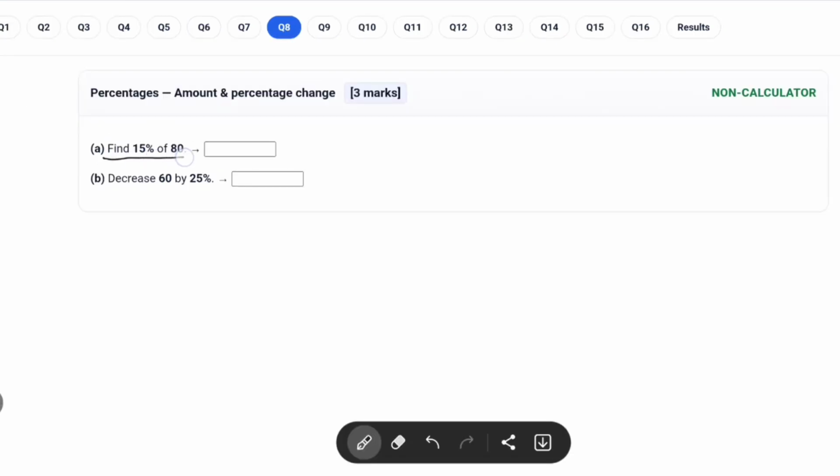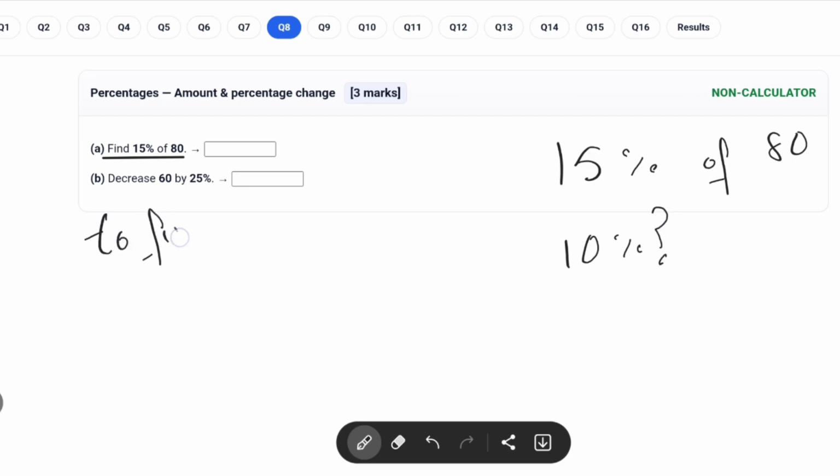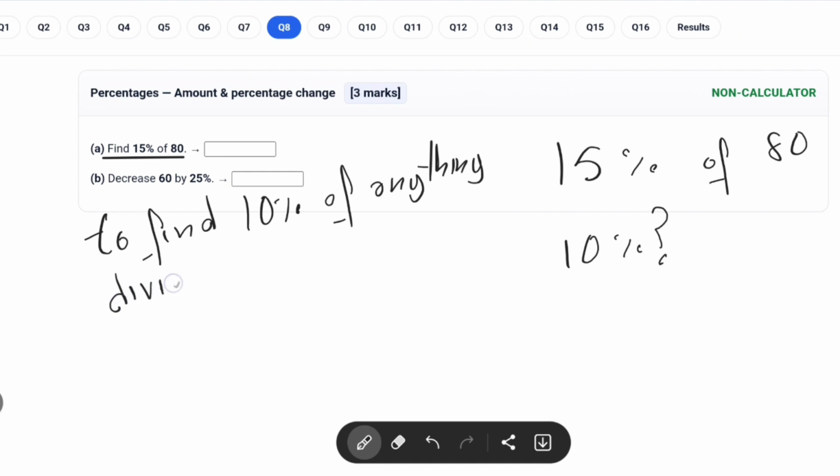Question number 8, we are working with percentage decrease or increase, percentage of an amount, and they're asking us to do 15% of 80. To find any percentage, the first thing that you should do is try to find 10%. And to find 10% of any quantity, you only need to divide by 10. That means that 10% of 80 is going to be 80 divided by 10, which is just 8.